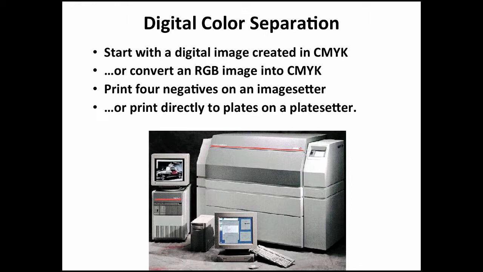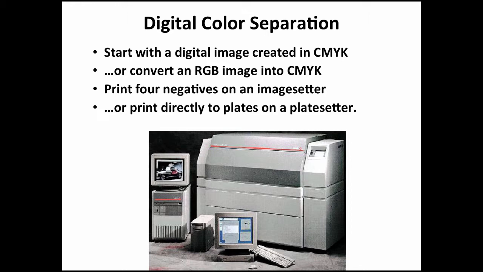From this CMYK digital file, you can print out 4 film negatives on a device called an image setter. That large machine you see at the bottom of the slide is an image setter. It has a computer processing unit attached to it, and the image setter actually contains a laser which etches the image onto a photographic negative. The end result is you have 4 negatives which you can then use to create plates that go on the press, very much like in the traditional process.